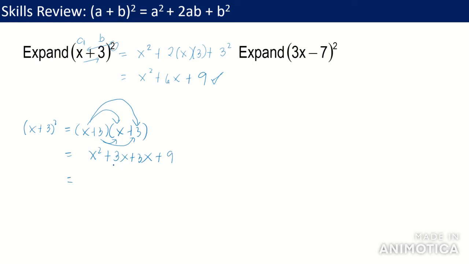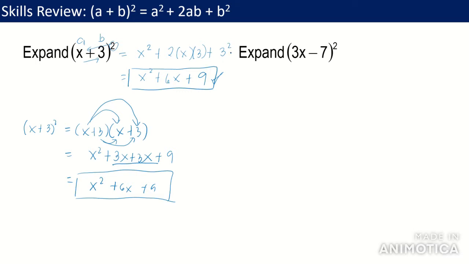We have like terms here, so we can combine them. So we have x squared, 3x plus 3x is equal to 6x, then just copy 9. Notice that we arrive at the same answer. So how about the second item? We have 3x minus 7 squared.